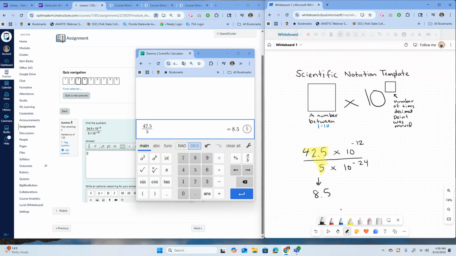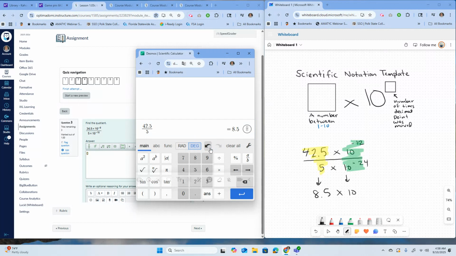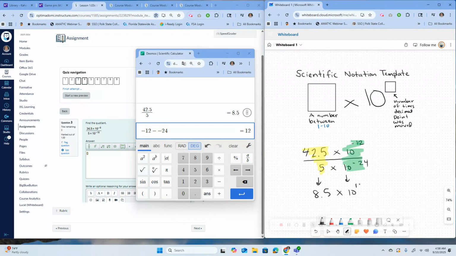And the next thing I'm going to do is divide the powers of 10 with the powers of 10. So I keep the 10. And again, be careful when you're subtracting the exponents, because when you are dividing powers of 10, you're going to subtract the exponents. So you're going to do negative 12, subtract negative 24. And you can see I got positive 12. So that's how you do problem number 3.